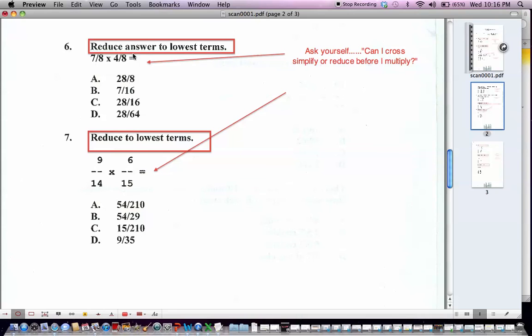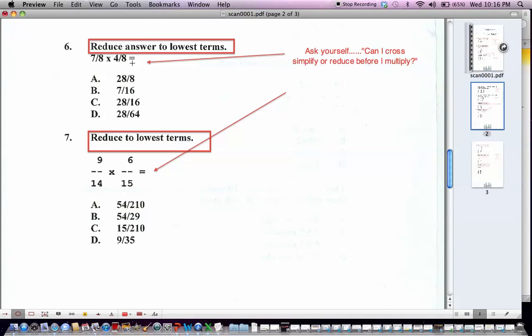Number 6, reduce your answer to lowest terms. We have 7/8 times 4/8. Ask yourself, can I cross simplify, reduce before I multiply? Remember when I talk about reducing diagonally? We've put a lot of time in doing that. Ask yourself, can I do that?